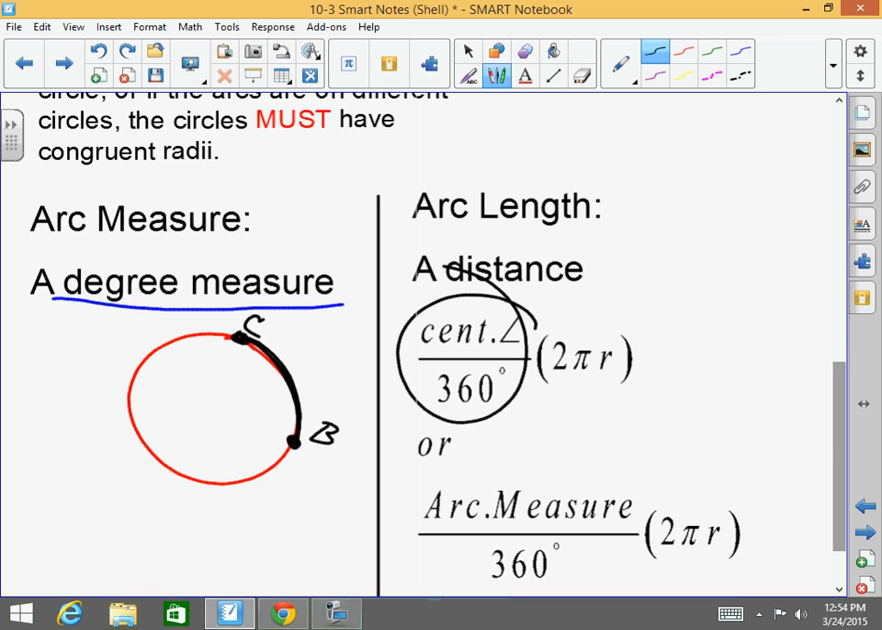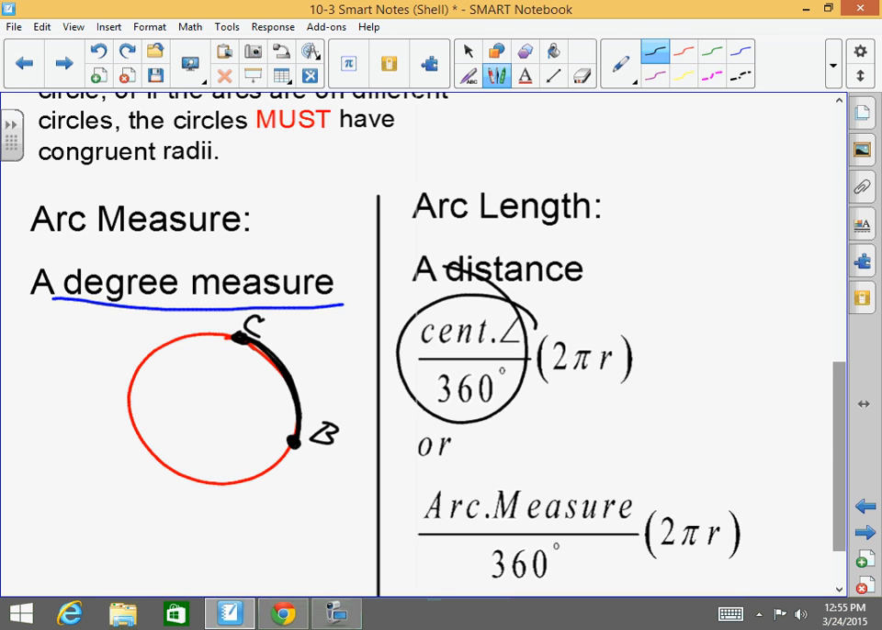So arc measure is a degree. Arc length is a distance. And you find arc length by using the formula central angle over 360 times 2 pi r, or arc measure over 360 times 2 pi r.